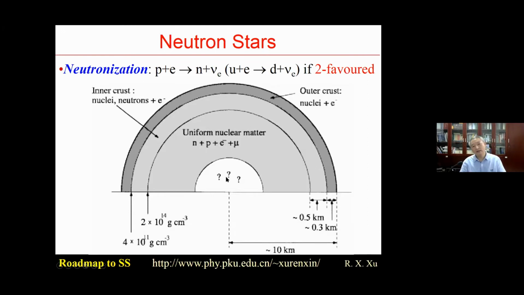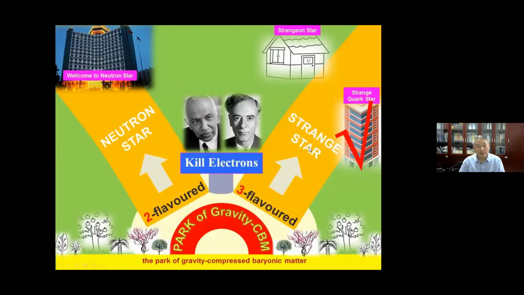But frankly to say, we are not familiar with the innermost part of the neutron star. Maybe there are free quarks or hyperons or other kinds of matter. So this is a very popular model of neutron star. I think most of you know this. Anyway, let's think about another way.